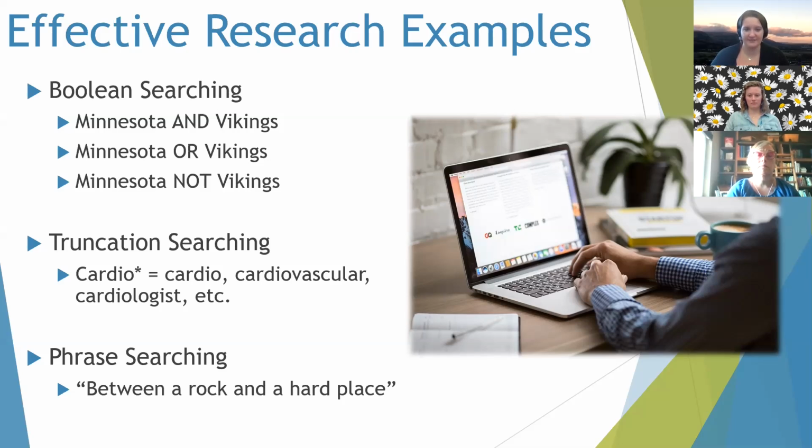NOT, which is Minnesota NOT Vikings, will provide resources that just have the word Minnesota in it and nothing that has Vikings. In the truncation search, you put the asterisk after the root of the word. So if you are looking for something with cardio, you would put the asterisk after the O, and that would give you cardio, cardiovascular, cardiologist, and more. Phrase searching with the quotations around it will search every word, including the A and the and in the example. So if you want to search the phrase between a rock and a hard place, you'd put quotations around it.